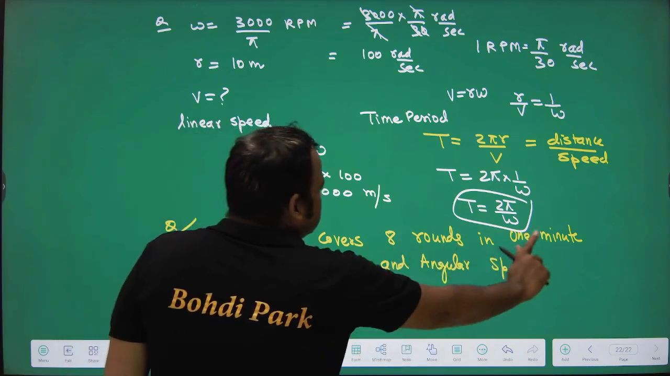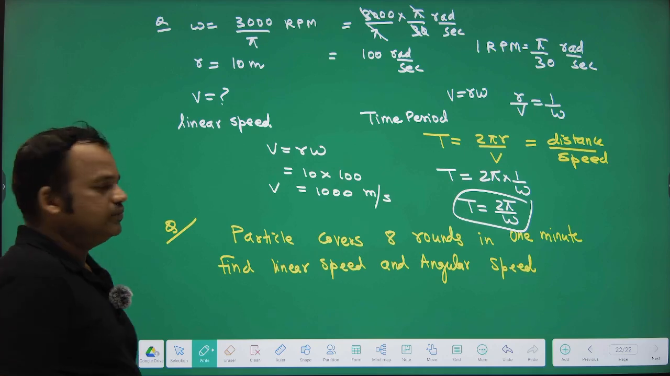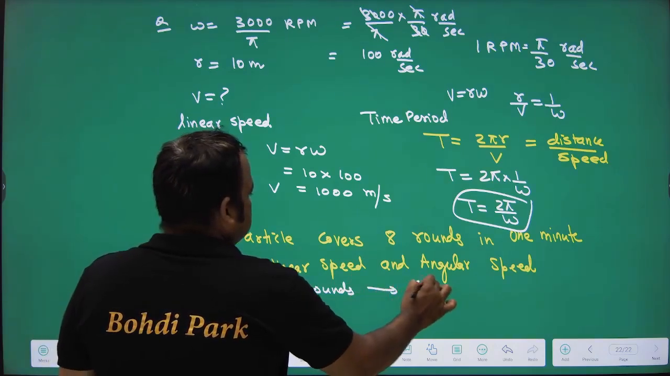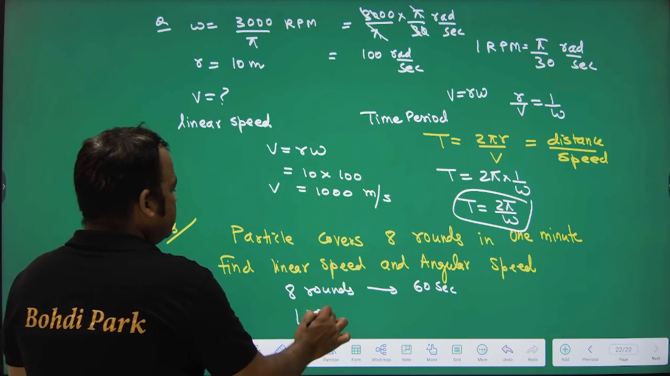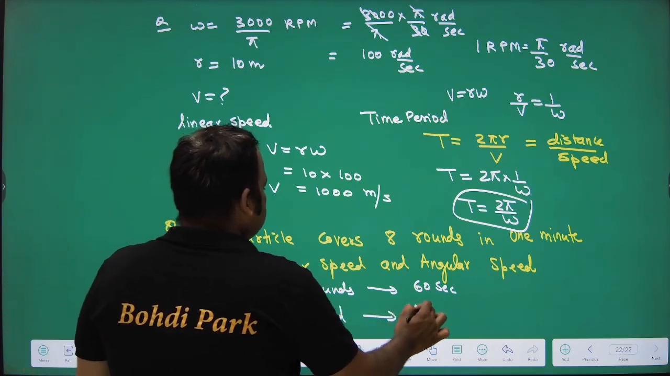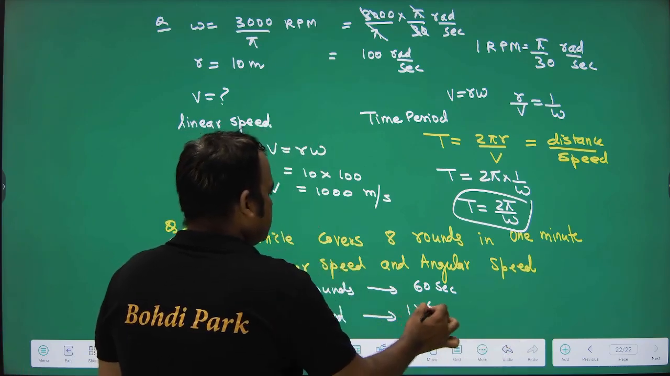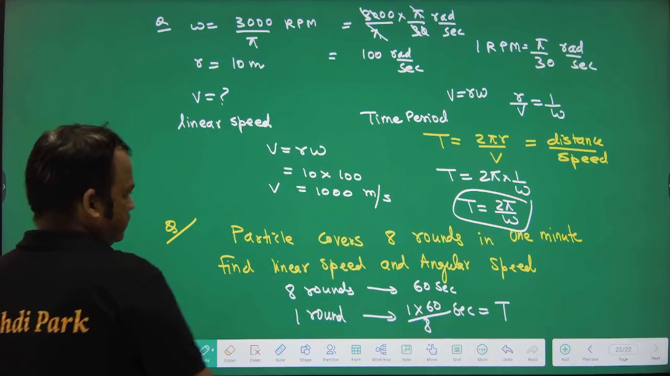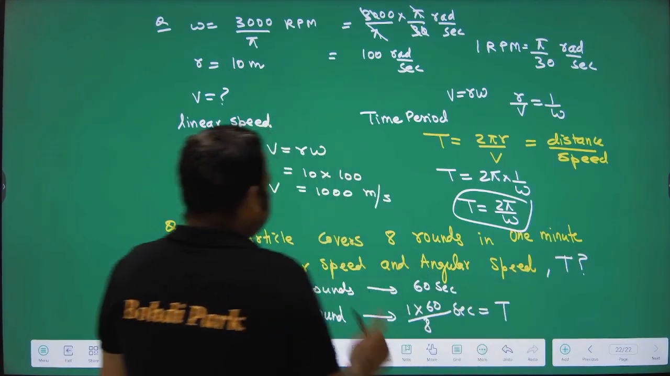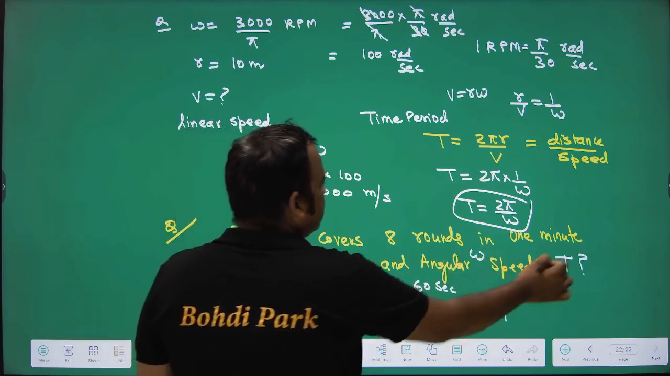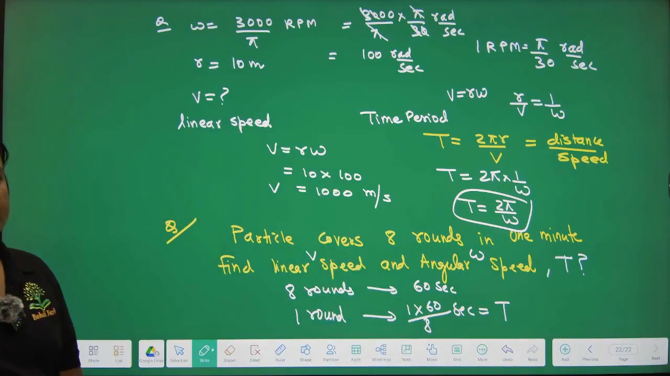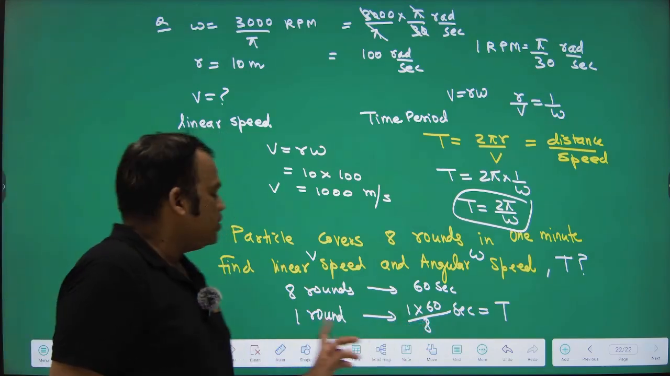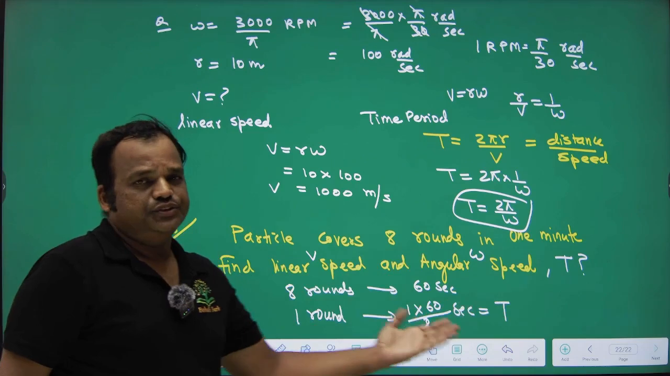So 8 rounds are covered in 1 minute, that is 8 rounds in 60 seconds. So one round will be covered in 1 into 60 by 8 seconds. That will be equal to the time period. We have to find linear speed v, angular speed omega, and time period T. This is unitary method.